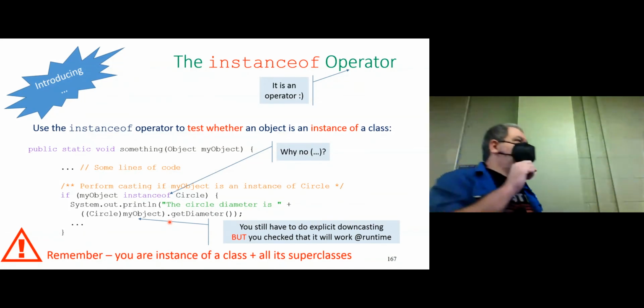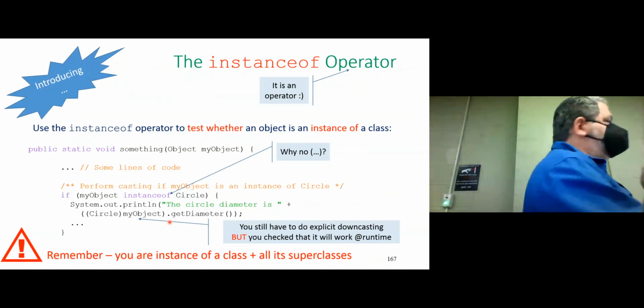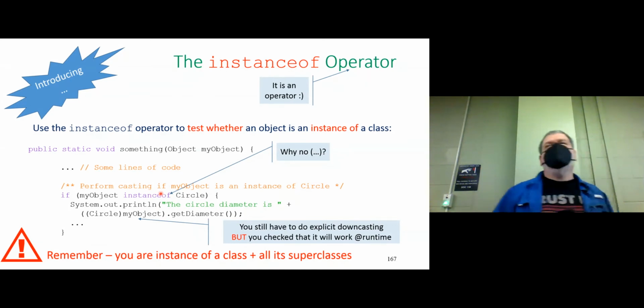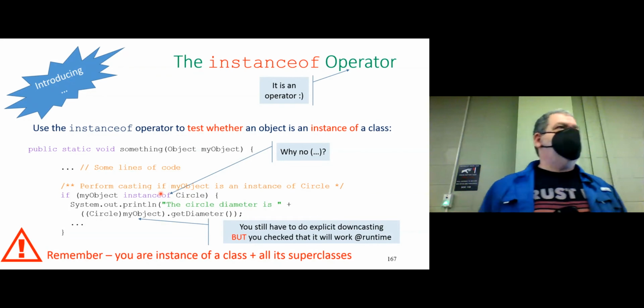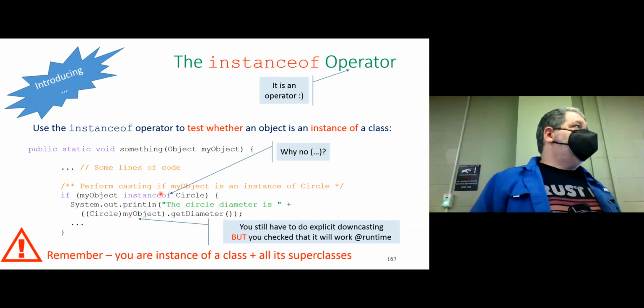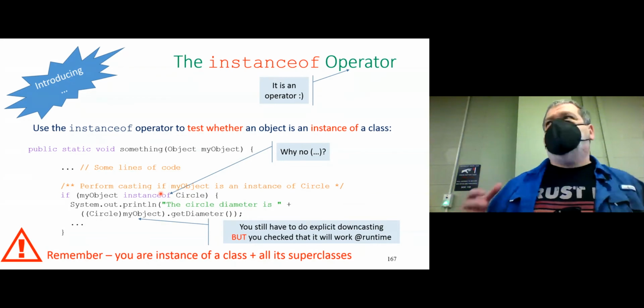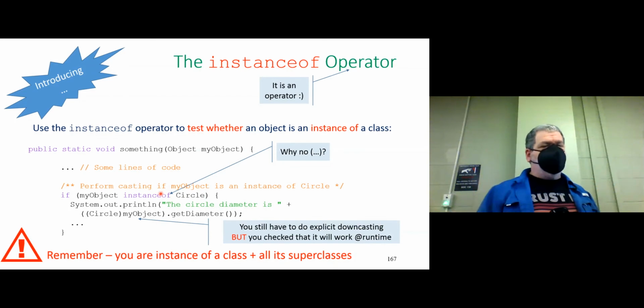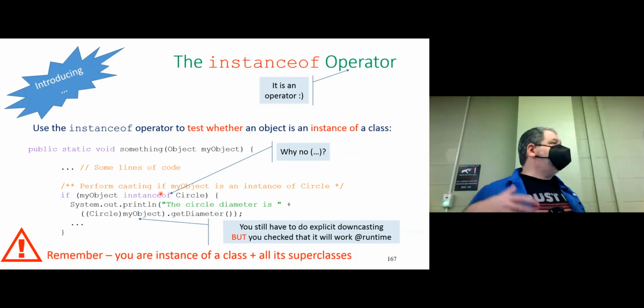Once we check that the data type is what we expect, once we decide that if my object is an instance of Circle, then I do this when this evaluation of expression is true. That doesn't mean I still don't have to do the downcasting. That's a common misconception: well, I checked that it was the right type, so I can go ahead and call my object dot get diameter.